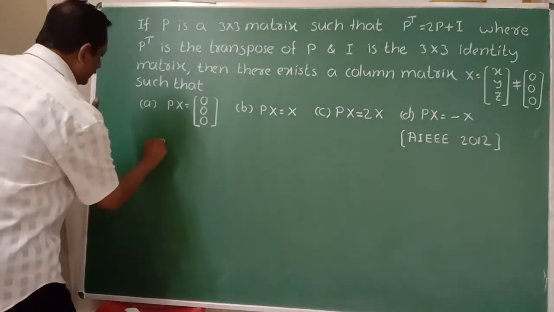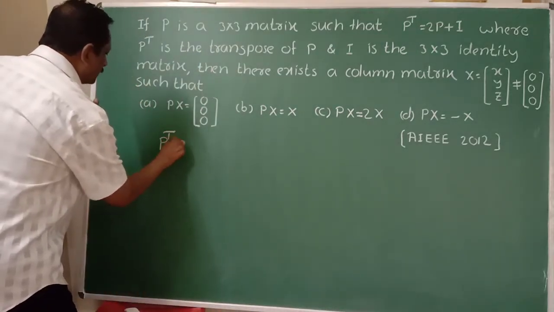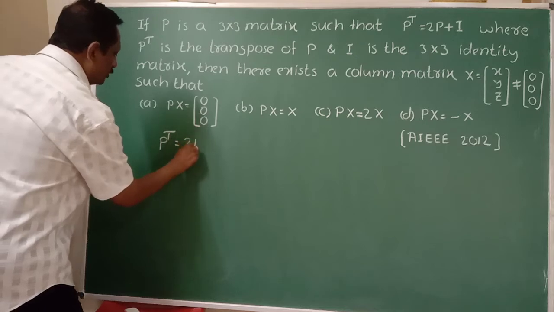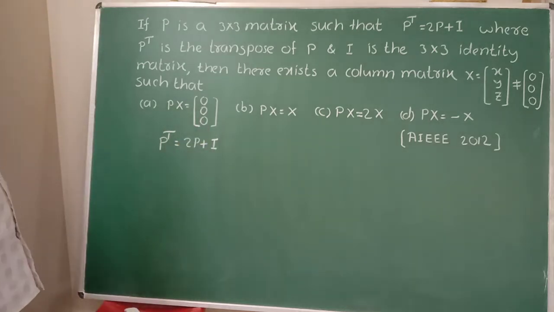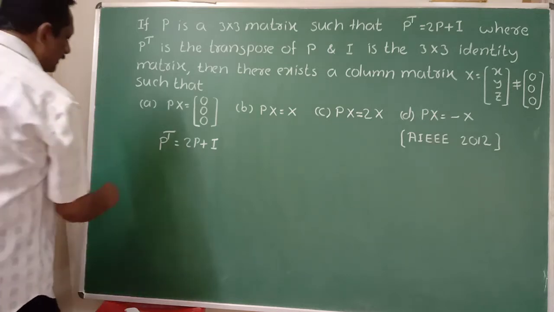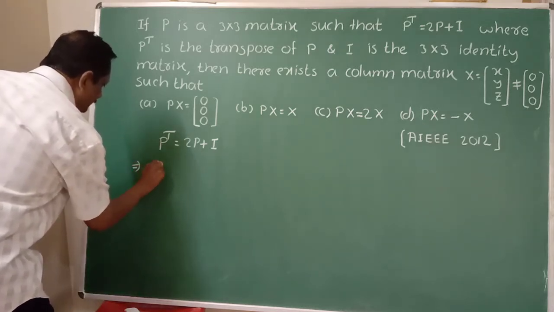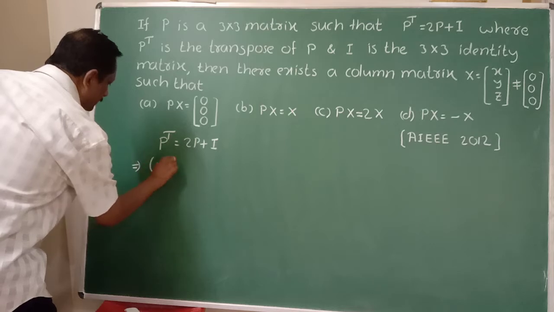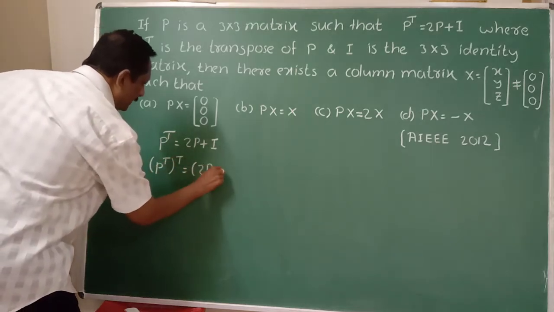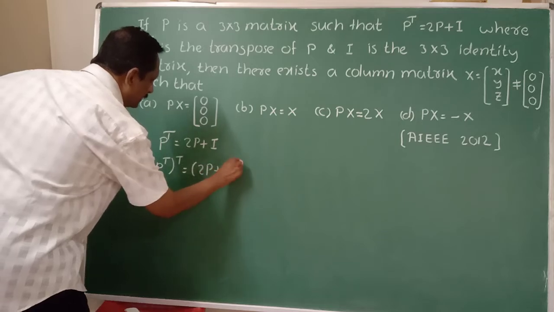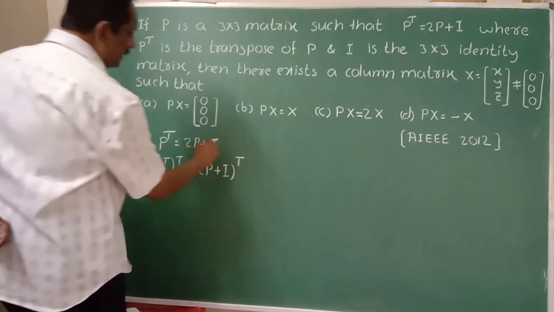So here they given a transpose of P is equal to 2P plus I. They are already given it. Now take its transpose here. Okay. So take here its transpose. Transpose of P of its transpose is equal to 2P plus I, its transpose here. Okay. Here it is given here.